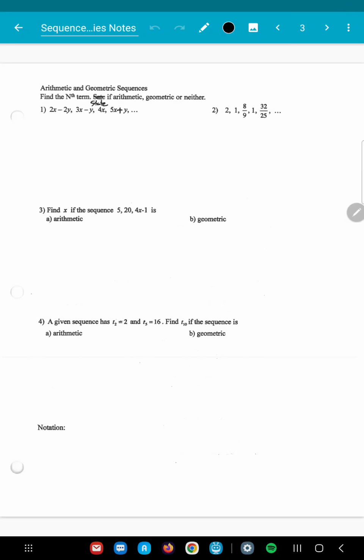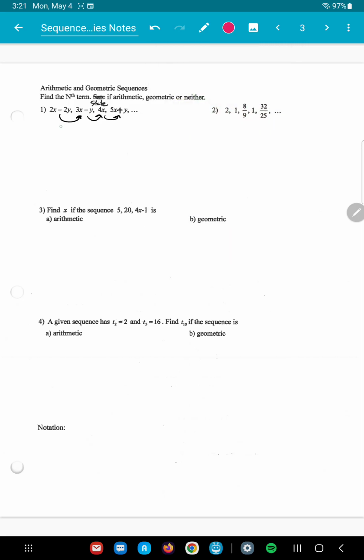Today's lesson, we'll take a look at more arithmetic and geometric sequences, as well as neither sequences. Let's start off with our first example here. It says to find the nth term, state if the sequence is arithmetic, geometric, or neither. So keep in mind the idea here is we want to try to go from term to term and see what's going on. I'm going to first start off and see if I have an arithmetic sequence.